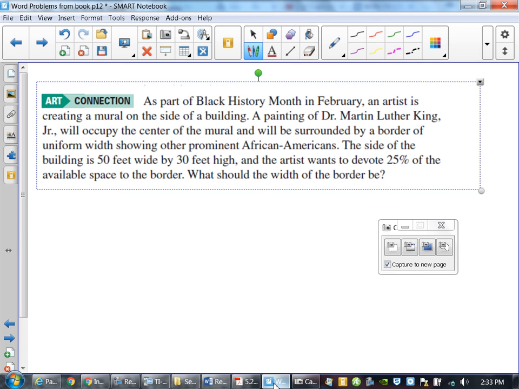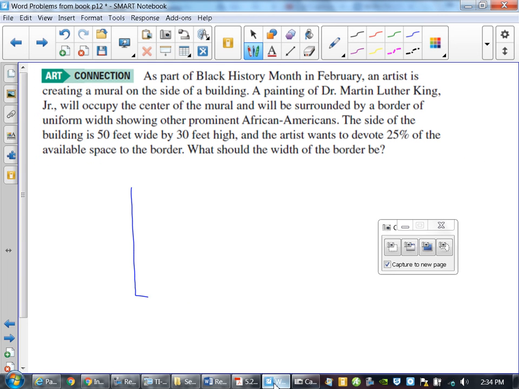So this is the style where you have a building, a mural, or you had grass, you're putting a patio around something. We're doing that border of equal width. Okay? So this one had the mural where the building itself was 50 by 30. And the artist wanted to devote 25% of the available space to the border. What should the width of the border be? So the sides of the building are 30 by 50, which is going to give you a total square footage of 1,500. Everybody okay with that?